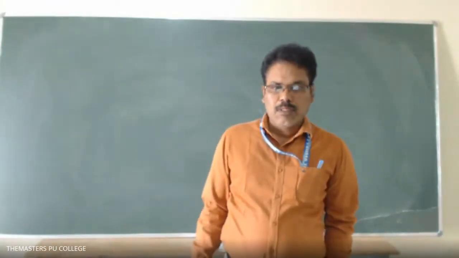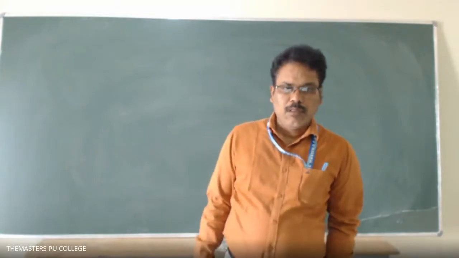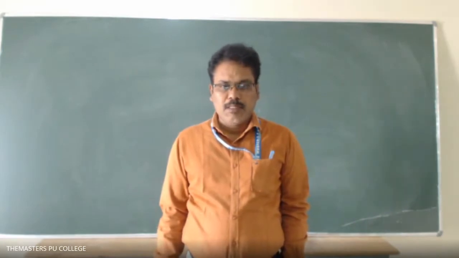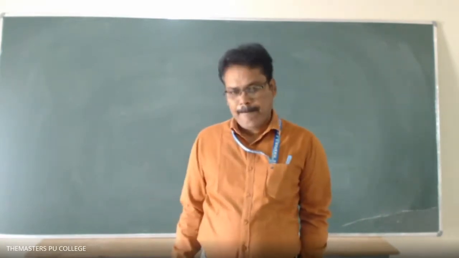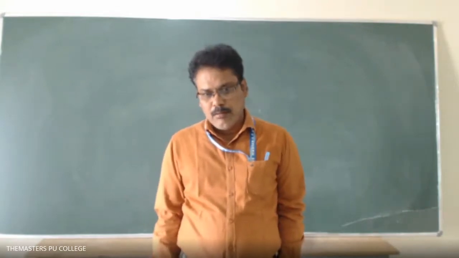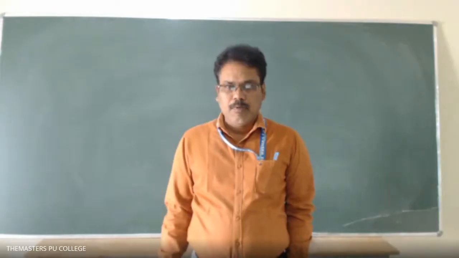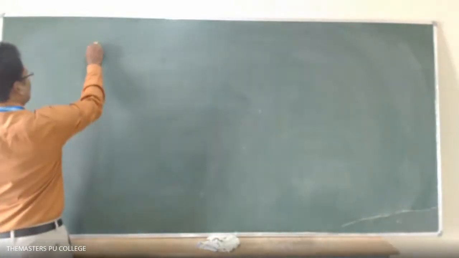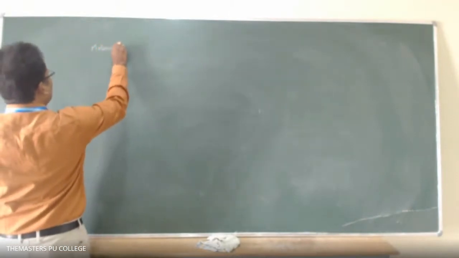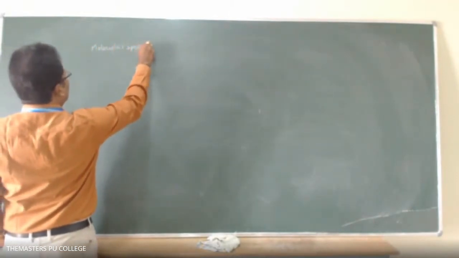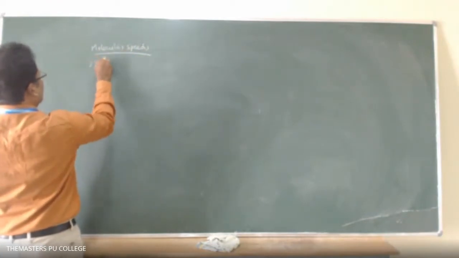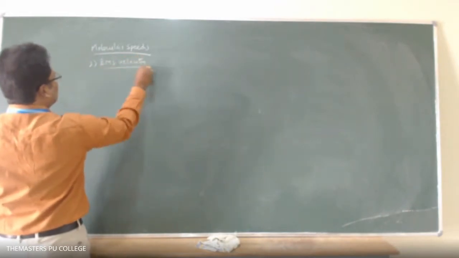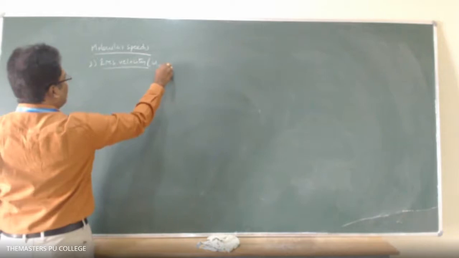So in last class we discussed the Van der Waals equation. You should remember that one. And we started molecular speeds. The first one, RMS velocity, is finished, and the second one is average velocity. Molecular speeds. RMS velocity is generally represented with u RMS.